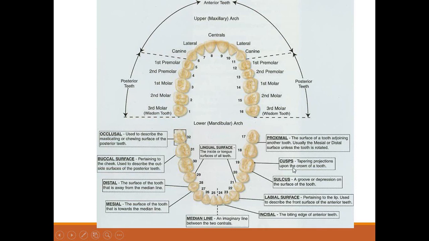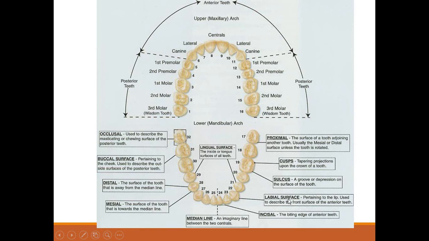Cusps are tapering projections upon the crown of the tooth. So the cusps are the little peaks of the molars. The sulcus is a groove or depression on the surface of the tooth. So we also call these pits and fissures. On the occlusal surface, you'll see the grooves, which are also called pits and fissures, and that's where the bacteria can get stuck and start a cavity.